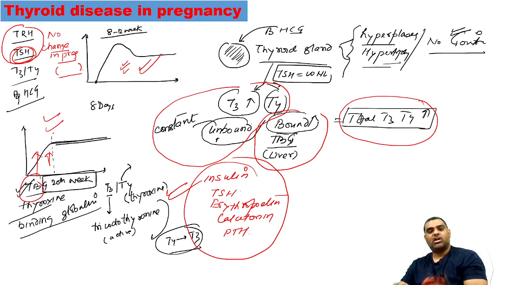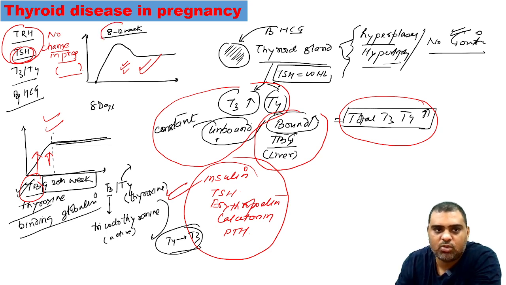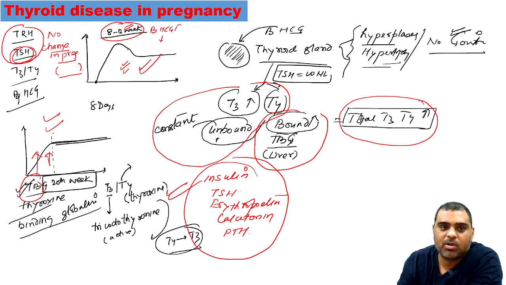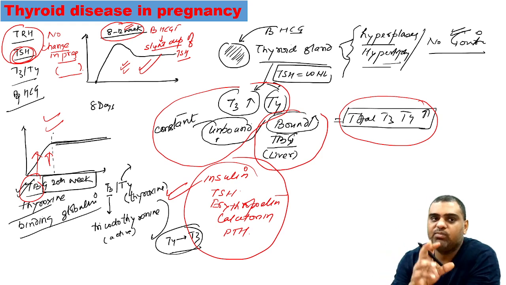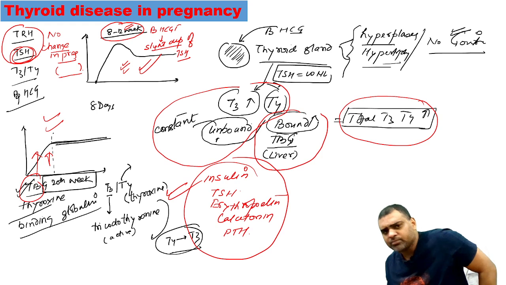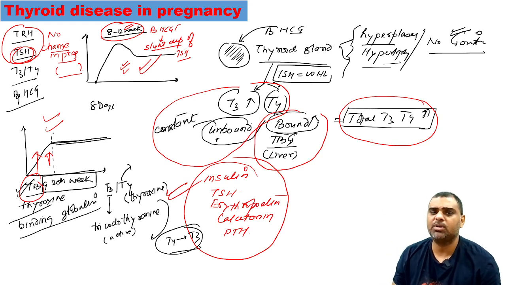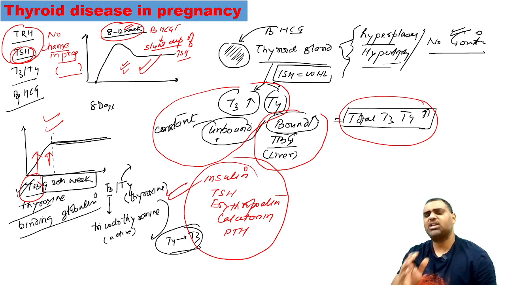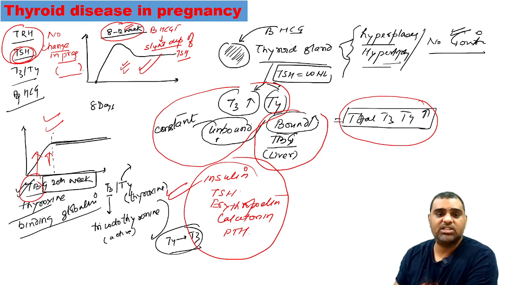So this happens. Now please remember, for your NEET PG, TSH is unchanged, but actually during the 8 to 12th week, when beta HCG is maximum, there is a slight dip of TSH, but this dip is very small and within the normal limit. Therefore, we say that TSH is normal. So if someone asks you, TSH remains within normal limit, yes, TSH is unaltered. But at a micro level, there is a slight decrease in TSH.